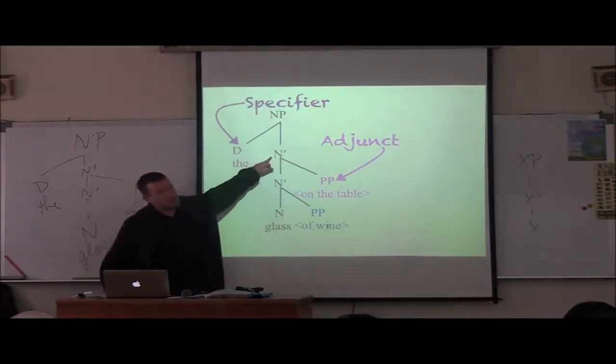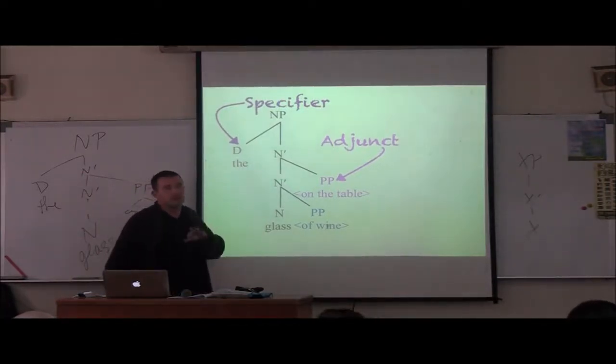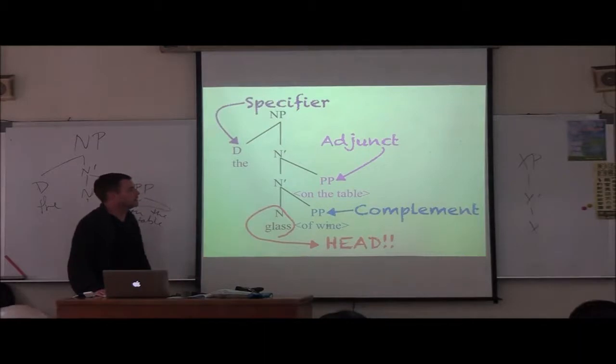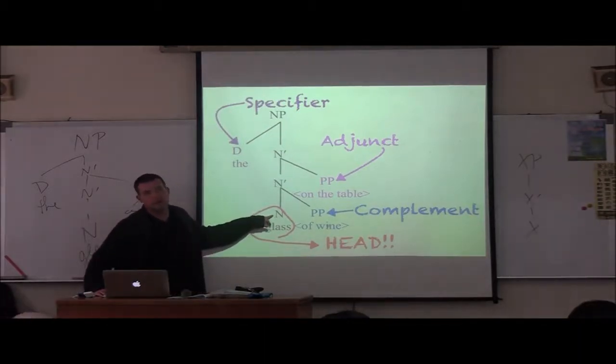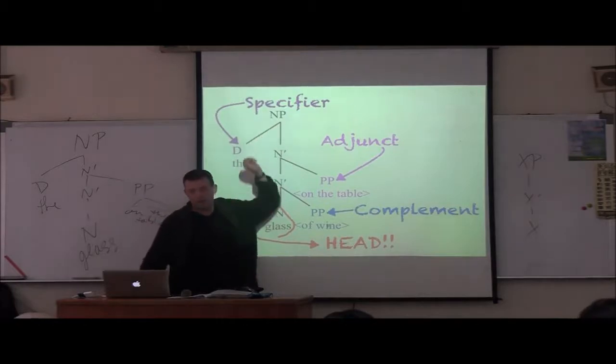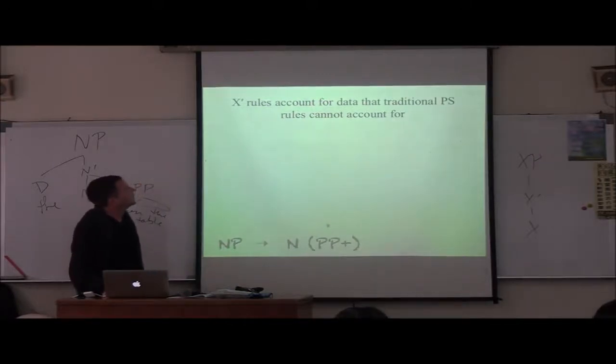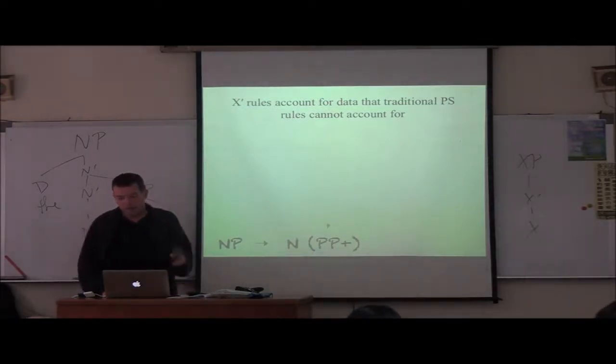Adjuncts are daughters of X bar and sisters of X bar, always. That will not change. If there's a complement, it will be the sister to the head. And of course, N is the head of this phrase. It is the atomic element that gives its category orientation to the phrase itself. And by making this distinction, especially between heads and complements, we can account for data that traditional phrase structure rules did not allow us to account for.